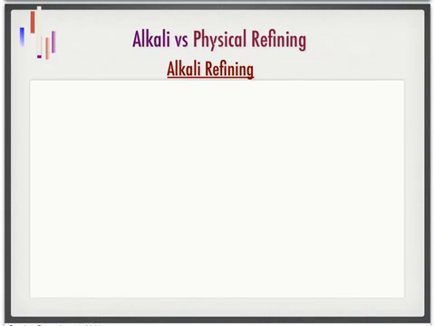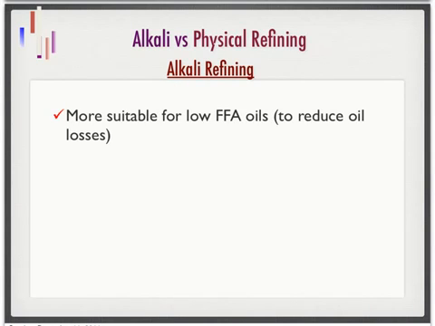Okay, now let's look at some of the differences between alkali refining and physical refining. So let's start by looking at the criteria for when we can use alkali refining. Alkali refining is more suitable for crude oil which contains a relatively low content of free fatty acids, because if the amount of free fatty acid is high, then it will react with the alkali and form a significant amount of soap stock, and the soap stock can actually entrap some of the oil and increase the oil losses.